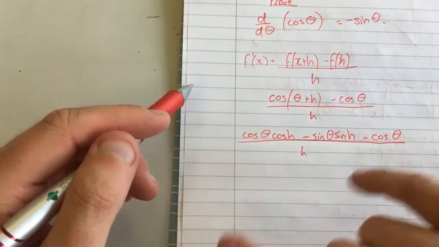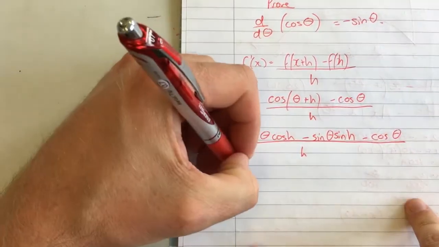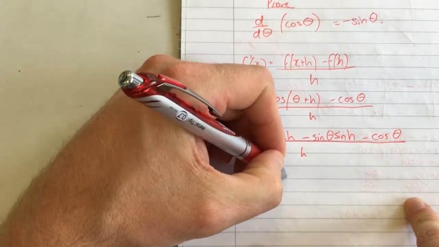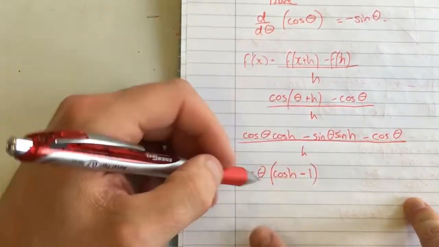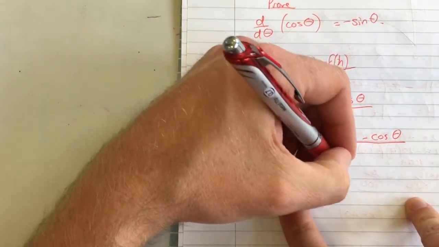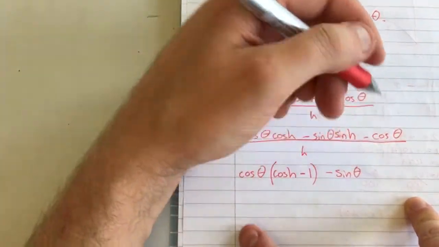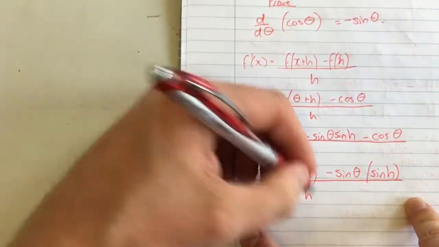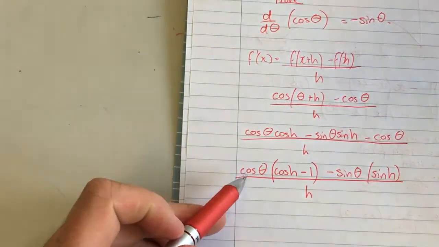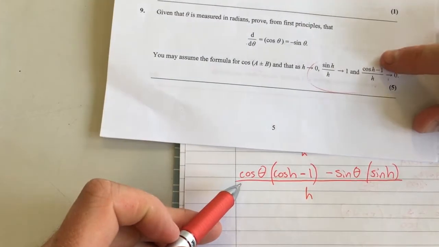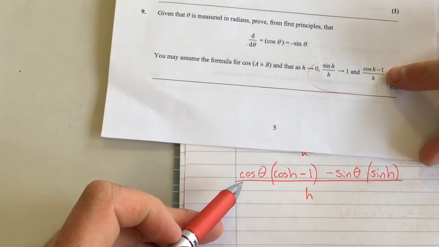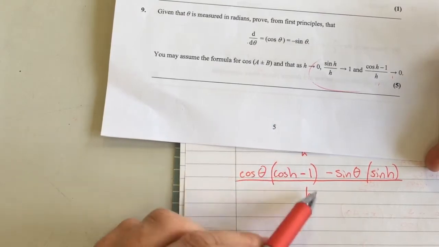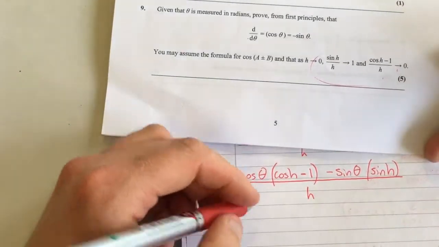So what we're going to do then, if we get all the cos thetas together, we can say it's cos theta times (cos h minus 1), so we factorise that out, minus sine theta sine h, all divided by h. And then we can look at the approximation they gave us on the page. Cos h minus 1 over h is about 0. So this whole thing is going to go to 0.